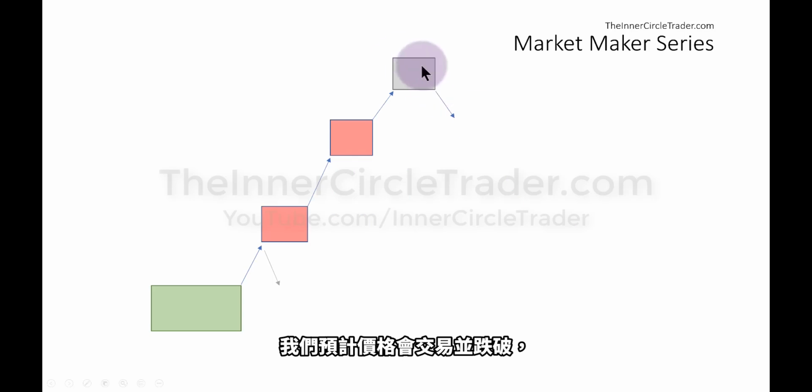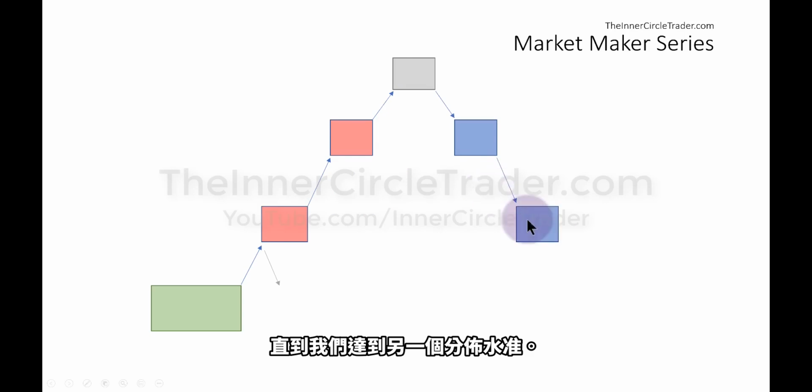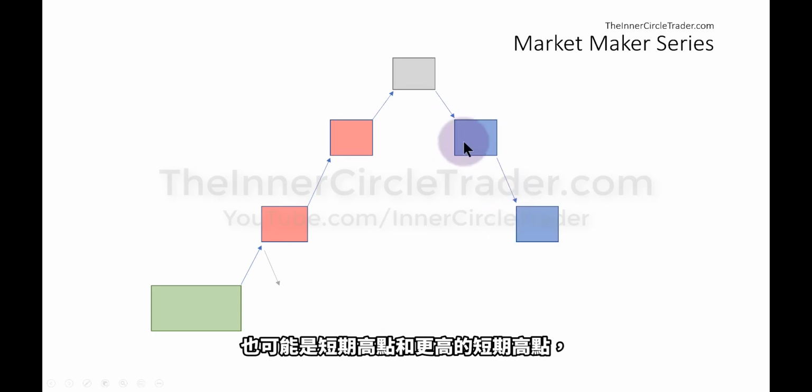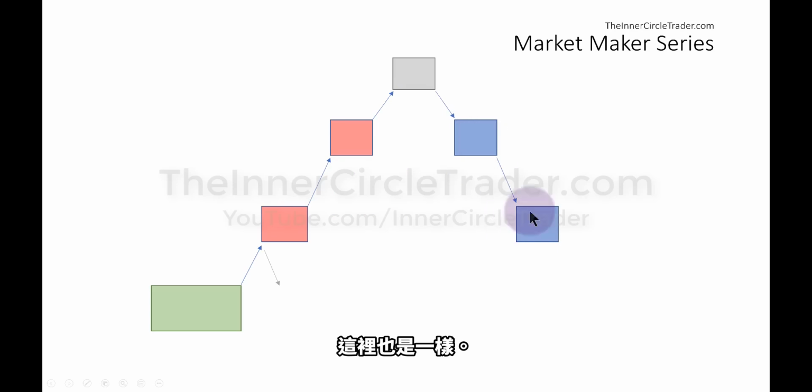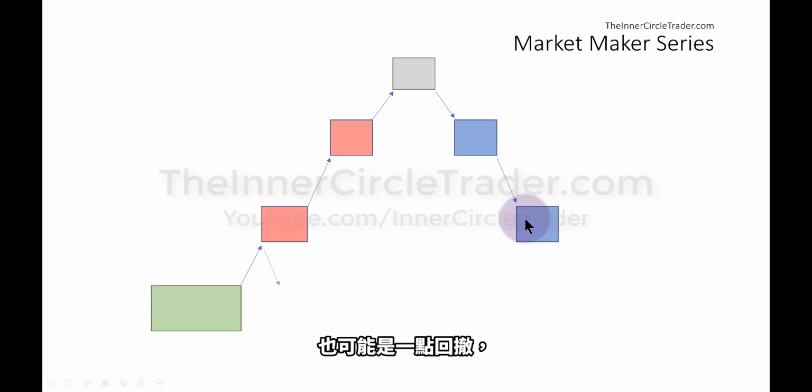After there's a smart money reversal, we expect price to trade and break lower until we get to another level over here where we would see another optimal trade entry sell. So it would be a low, a retracement back in, maybe to a bearish order block, and then a displacement lower until we get to another level of distribution. Now in here, it could be the optimal trade entry sell, or it could be a short-term high and a higher short-term high, and then breakdown. Same thing here. It could be an optimal trade entry sell or a little retracement where it creates a short-term high, starts to go lower and runs up one more time, takes that out.